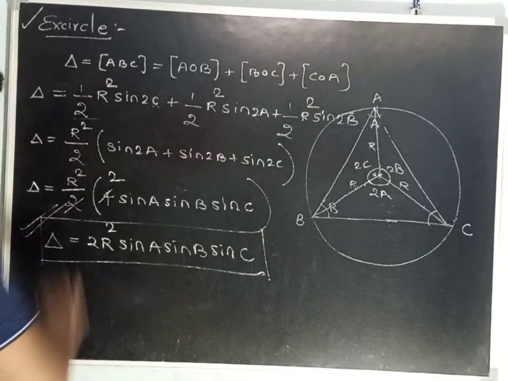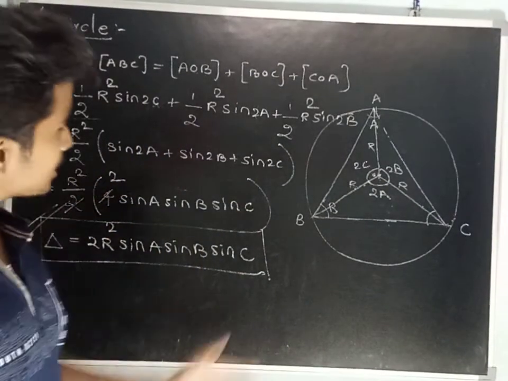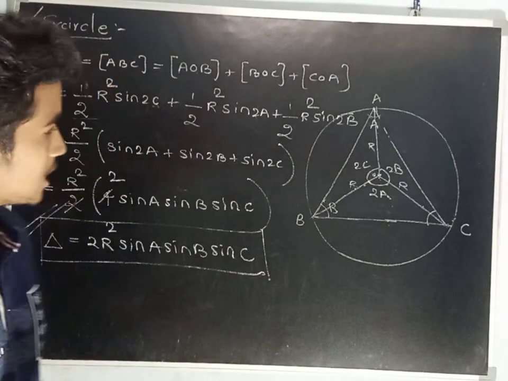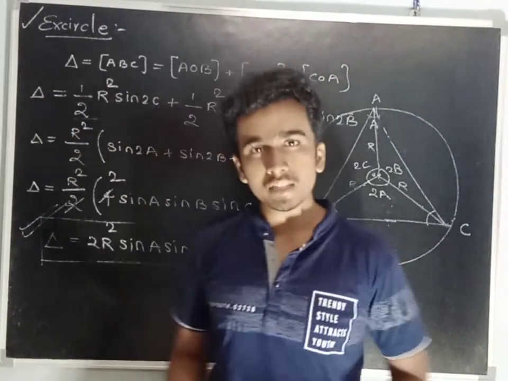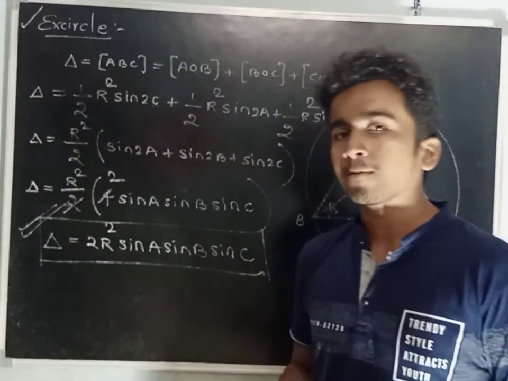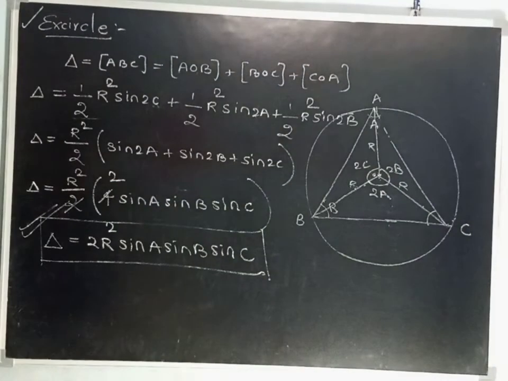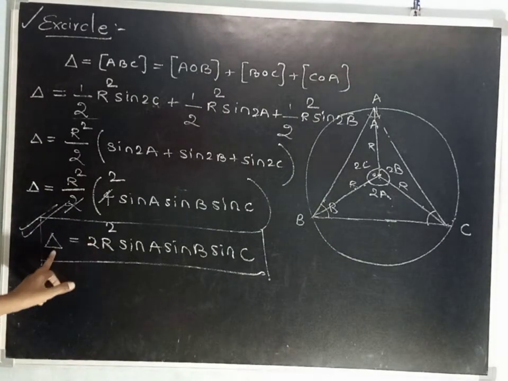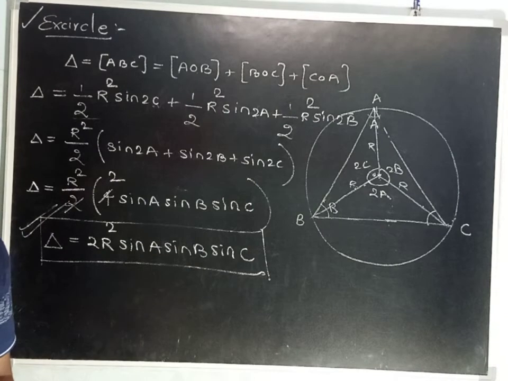Here is another formula for area of triangle. In further continuation of this chapter, we are going to come across many formulas regarding the same area of triangle in different forms. So here is our new formula. Area of triangle is nothing but 2r square into sine A, sine B, sine C.